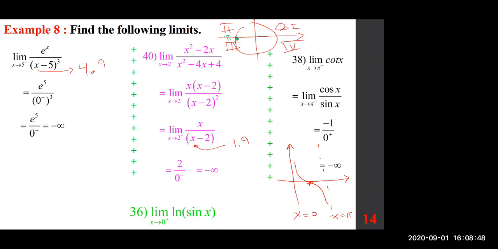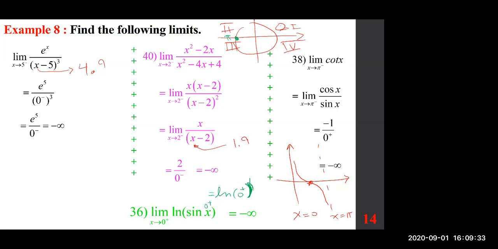ln of sine x, x approaching 0 from the right. You replace this with 0 from the right. And sine of 0 from the right is 0 from the right. This really is ln of 0 from the right. And you remember the graph. You can go back to the vertical asymptote that was explained. And the graph goes to negative infinity, class. Negative infinity. So if you remember the graph, you can figure out what your answer is. I hope everybody's clear on that.